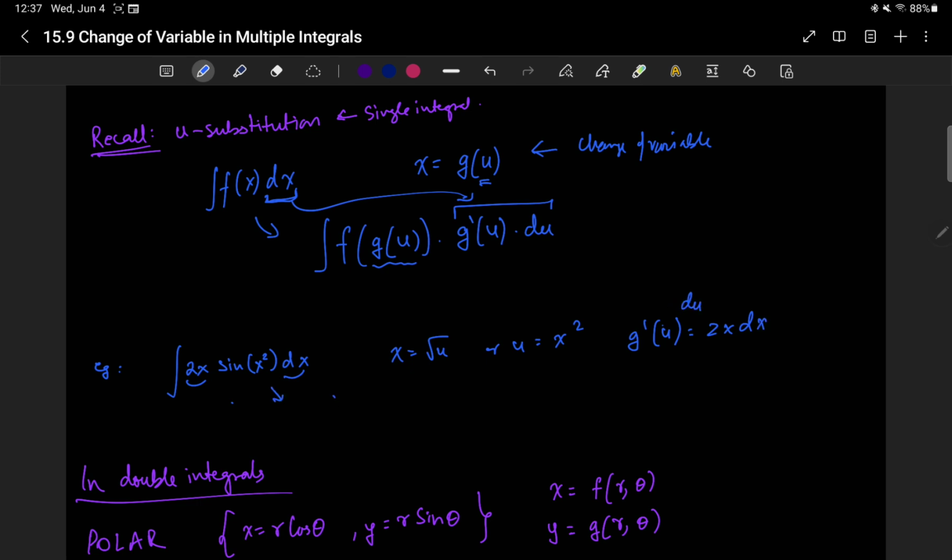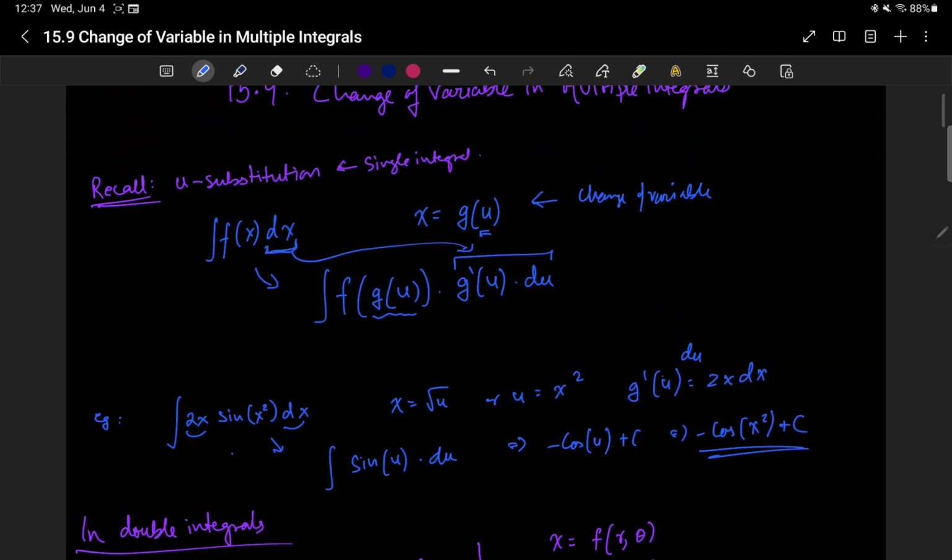So this entire integral becomes sine of u, which is f of g of u, times g prime du, which is 2x, and this whole thing just becomes du. And this is negative cosine u plus c, which is negative cosine x squared plus c. So that was in a single integral.